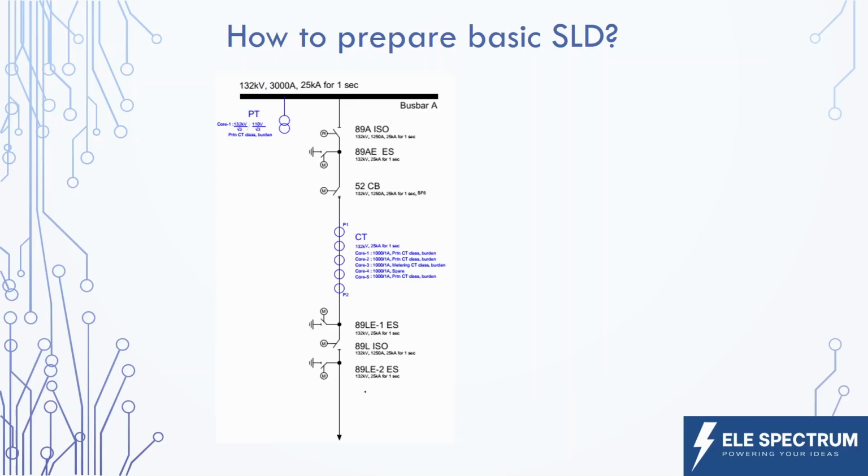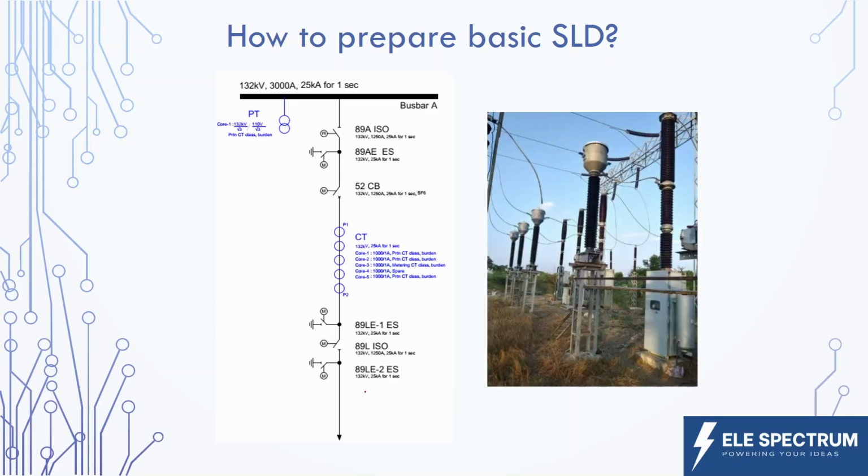Let's see some photos of current transformer and potential transformer. As you can see, this is the current transformer. As we have CT as a series element, we can see both the terminals of the current transformer are in series connection. You can see here.